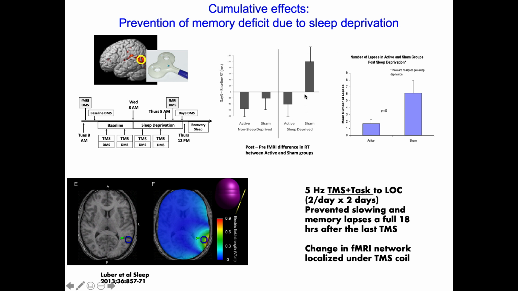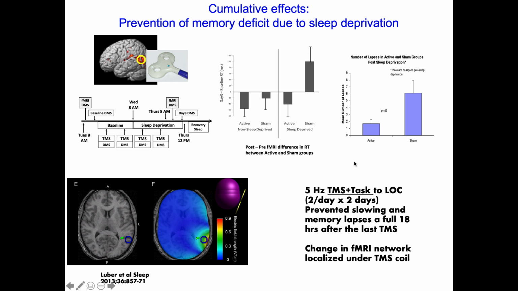so we're looking for a lasting effect. This is reaction time, against the pre-sleep deprivation baseline. You can see that the people that got just sham TMS, no TMS, slow down like you usually do with sleep deprivation. But people that got the active TMS look like people that weren't sleep deprived. They get a little bit faster, because they've had a little more practice. But practice didn't help the people with the sham, while it did help people with the active TMS. So they're not showing the effects of sleep deprivation in this task.